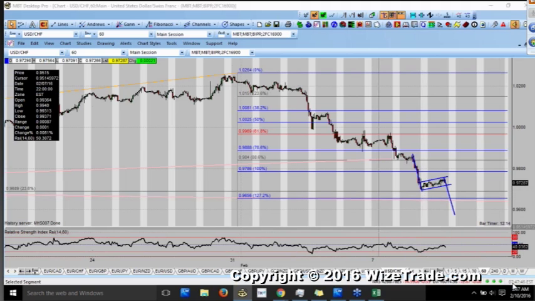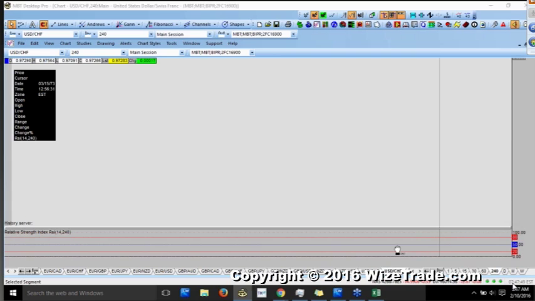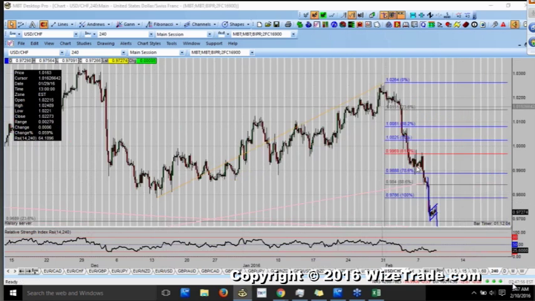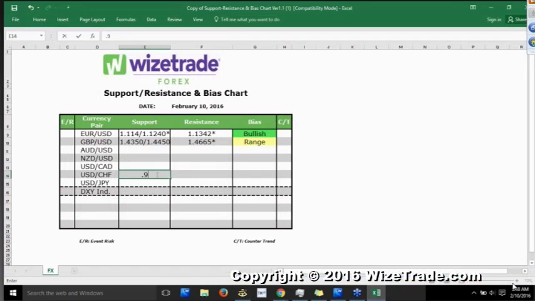96.50 is the 127% extension of this last move. Okay, 127% extension comes in at 96.56. So I'm going to write that down as support. Okay, 0.9656.